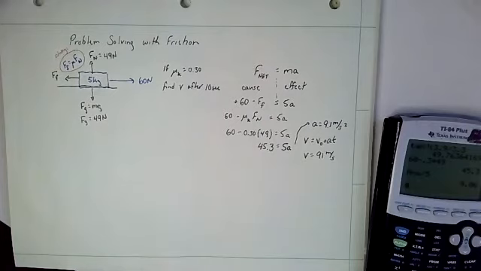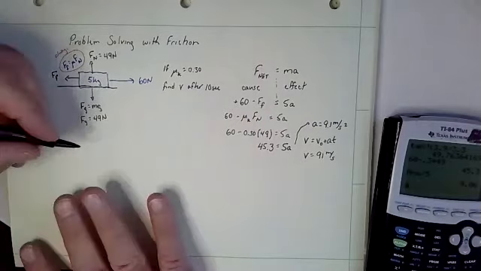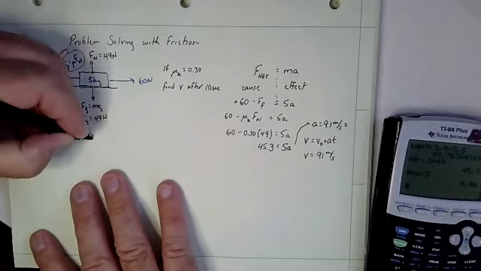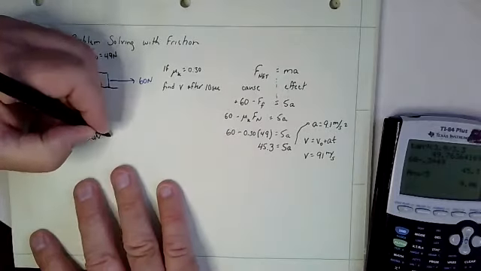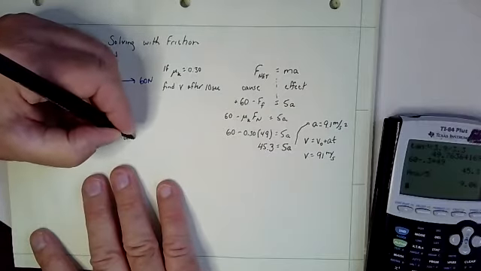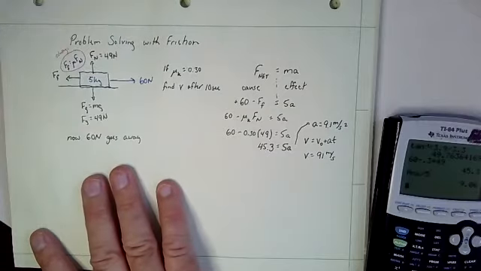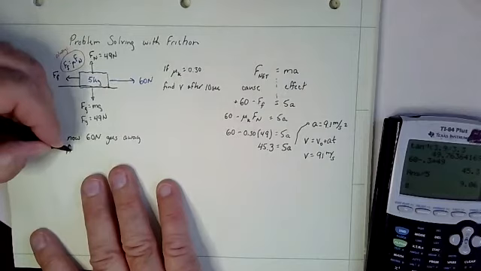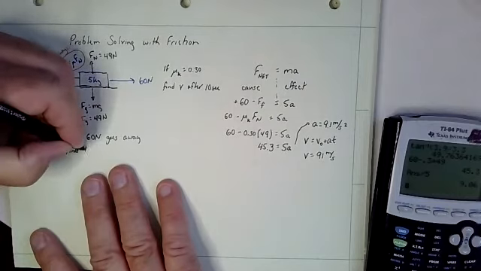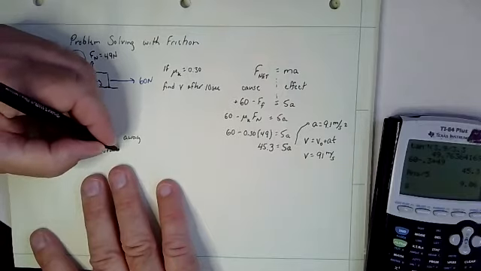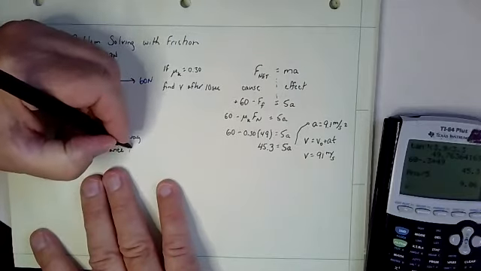Okay, so part 2. Now, the 60 newtons goes away. And the prompt would be find that distance it takes to stop.